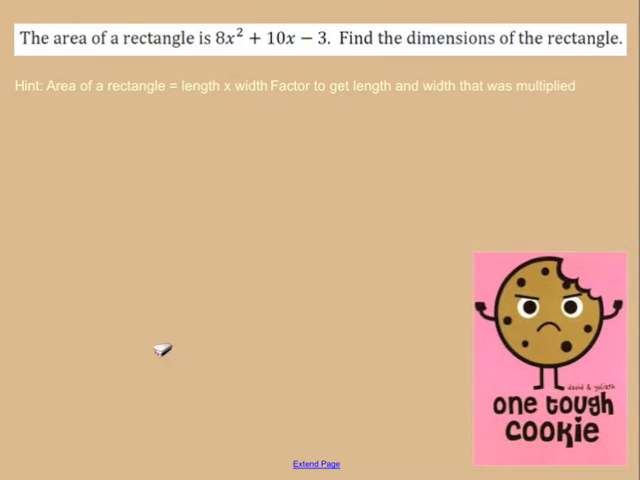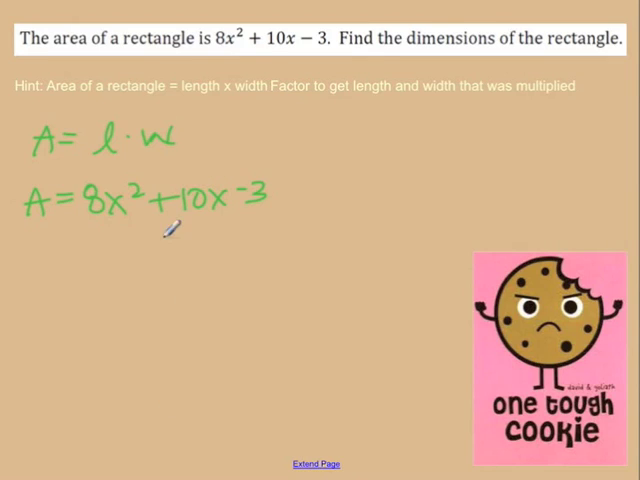All right, so this is our last problem. The area of the rectangle is 8x squared plus 10x minus 3. It says find the dimensions of the rectangle. Our hint here is that the area of a rectangle is length times width. Factor to get the length and width that were multiplied. So our area right now is 8x squared plus 10x minus 3, so we need to factor this. That will tell us what the length and what the width are.